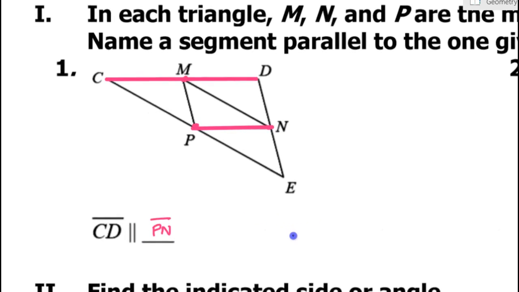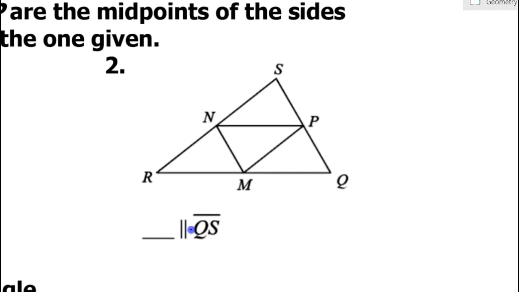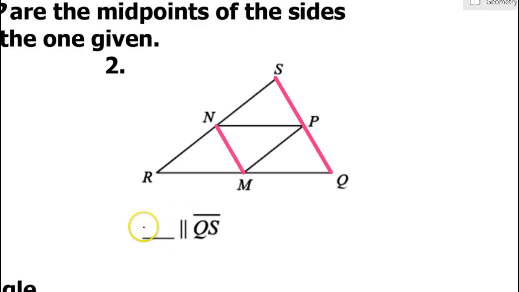I guess that's all they were asking us to do for problem number 1. Similarly, problem number 2. What segment is parallel to segment QS? So segment QS is right here. So that should be parallel to the midsegment NM. Okay, so those should be parallel.